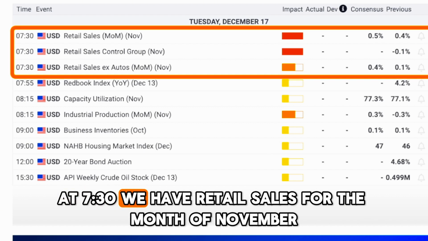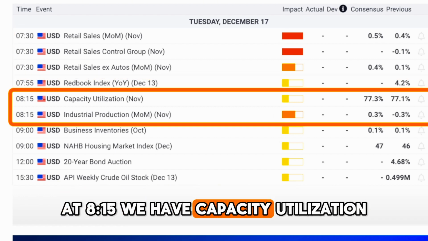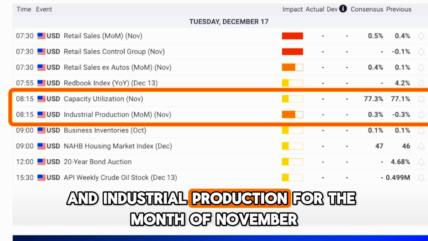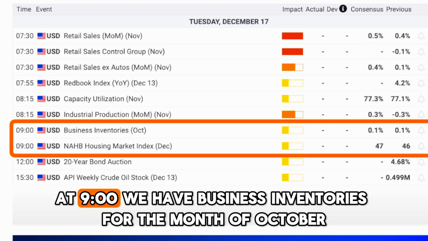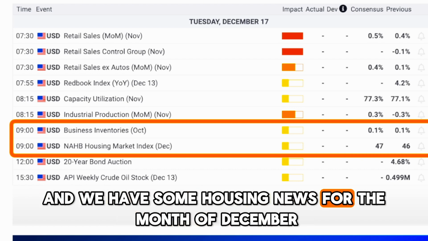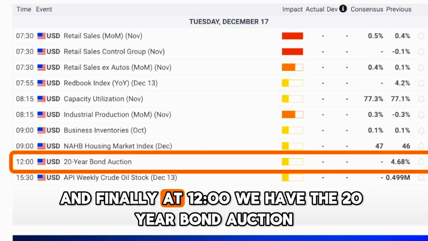At 7:30, we have retail sales for the month of November. At 8:15, we have capacity utilization and industrial production for the month of November. At 9 o'clock, we have business inventories for the month of October, and we have some housing news for the month of December. And finally, at 12 o'clock, we have the 20-year bond auction.